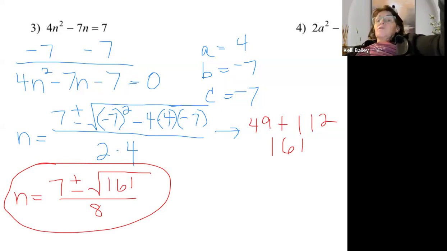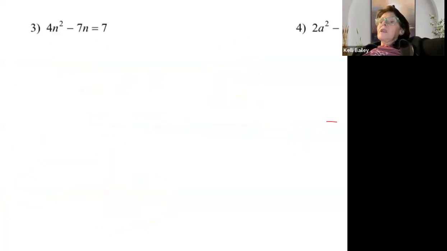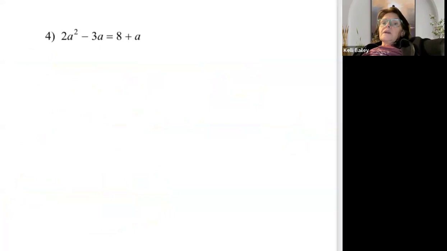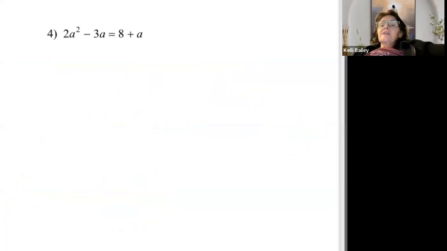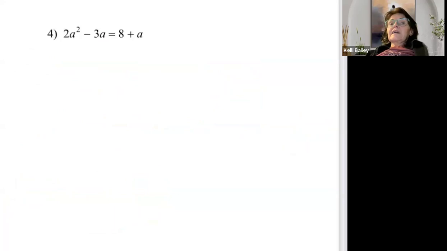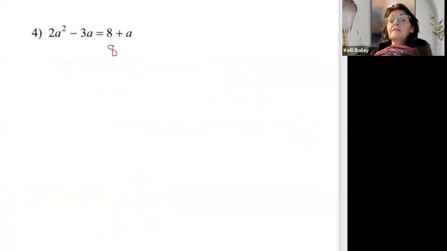Okay, so last one. Check my time. I got time. Okay, last one right here. Now this one is going to throw us for a little bit of a loop. We have to get a 0 out on the right side, and we've got 8 plus a on the right side. So that means we need a minus 8 from both sides, and a minus a from both sides.